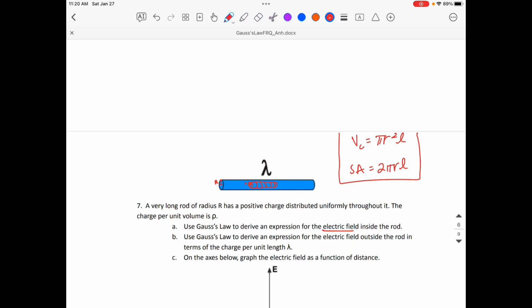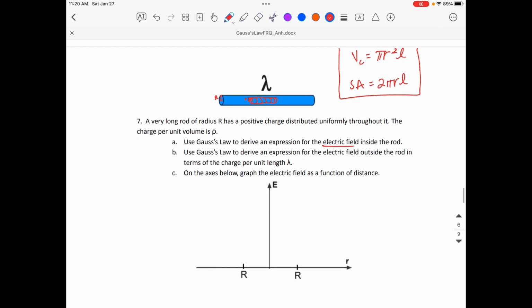Obviously, we start with Gauss's law here, and we've got EA, so this is for part A, is equal to Q enclosed, because we're on the inside of the rod, over epsilon naught. Now, they gave us rho, and that's charge over volume, so we know that our Q enclosed is going to be rho times the volume of the inside cylinder, and L would be the length of our inside cylinder. So that's going to be rho pi r squared L.